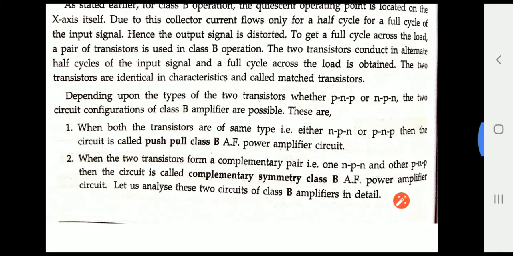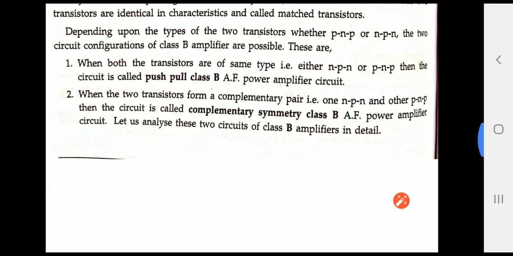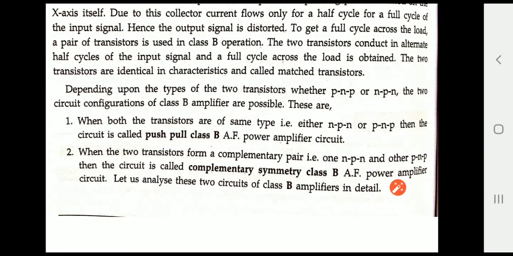So there are two types of class B amplifiers. One is push-pull class B amplifier and the second is complementary symmetry class B amplifier. Here the definition of push-pull is nothing but when both the transistors are of same type, that is NPN or PNP, such circuit is called as push-pull. When the two transistors form complementary pair, that is one PNP and other NPN, then we call it as complementary symmetry class B power amplifier. So we will discuss one by one now.